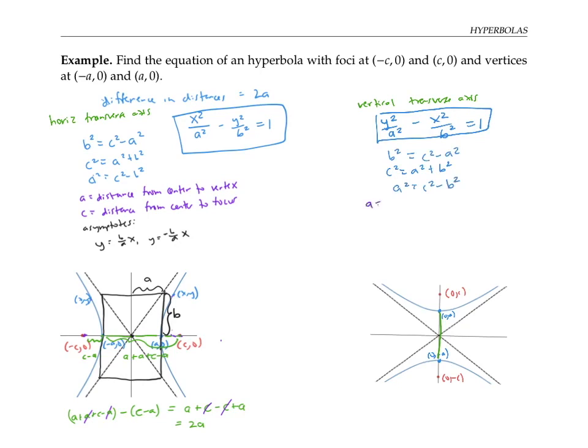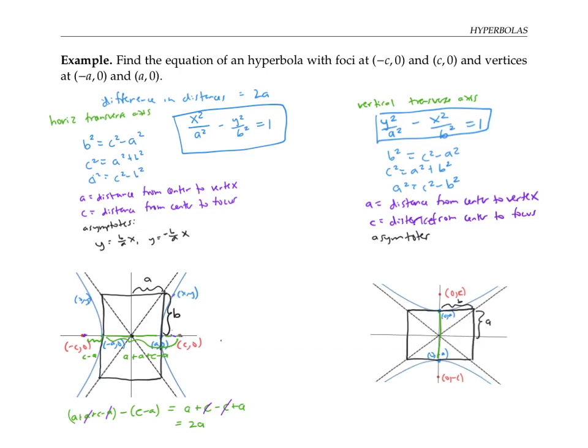a is still the distance from the center to the vertex, and c still represents the distance from the center to a focus. Now our box will extend up and down by a units and left and right by b units. So this time, the slope of the asymptote, the rise over the run, is going to be a over b for the line that sloped up, and negative a over b for the line that sloped down. This means our asymptotes, which go through the center at the origin, will be given by the equations y equals a over b x and y equals negative a over b x.